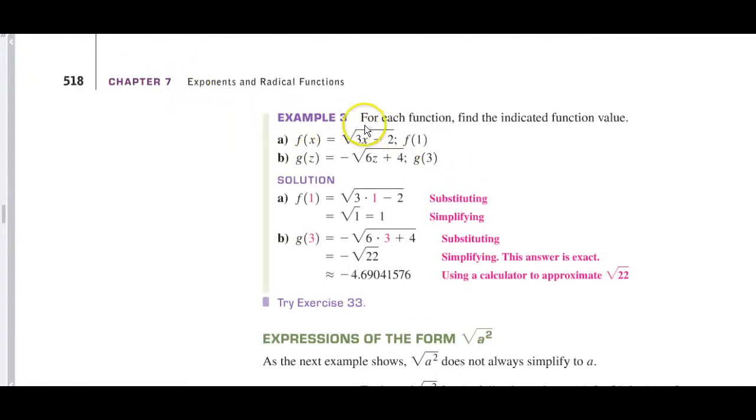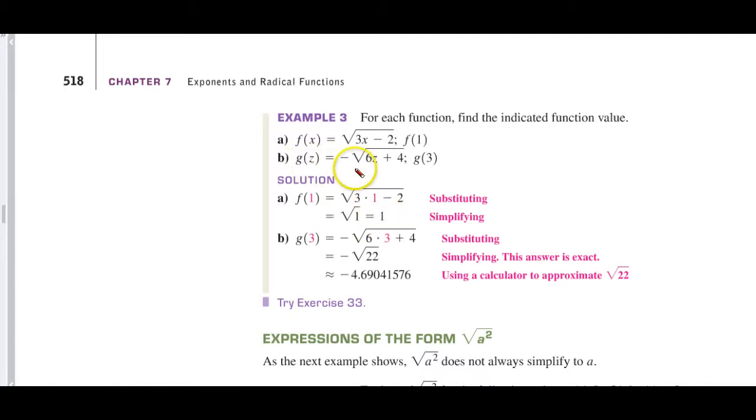Okay, example 3. For each function, find the indicated function value. Well, here they're asking us to do some substitution of what they are defining as our x in our function. We just take the 1, put it where the x was. So this is 3 minus 2, which is the square root of 1, which equals 1.